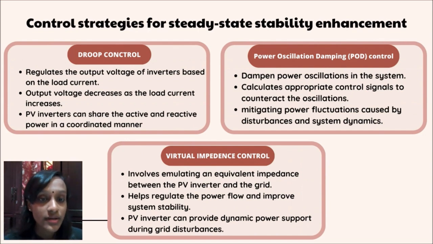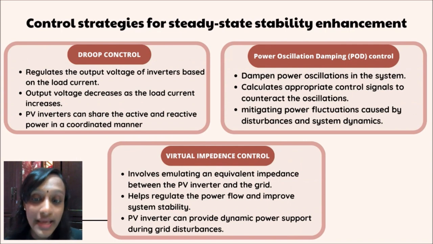And the next one is virtual impedance control. Virtual impedance control usually involves emulating an equivalent impedance between the PV inverter and also the grid. Thus, this virtual impedance helps regulate the power flow and improve system stability. By adjusting the virtual impedance parameter, the PV inverter can provide dynamic power support during grid disturbance, thus enhancing steady state stability. And the last one is power oscillation damping, POD control.